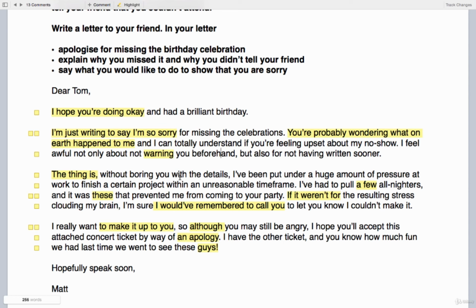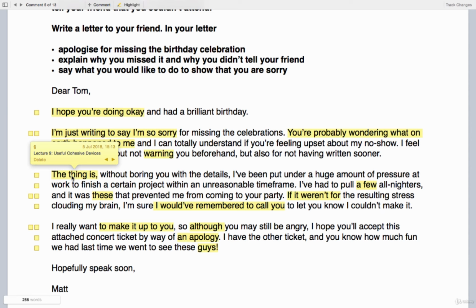Next paragraph. The thing is, without boring you with the details, I've been put under a huge amount of pressure at work to finish a certain project within an unreasonable time frame. What have we got going on here? The thing is, useful cohesive devices, lecture 9. This is coming to coherence and cohesion.